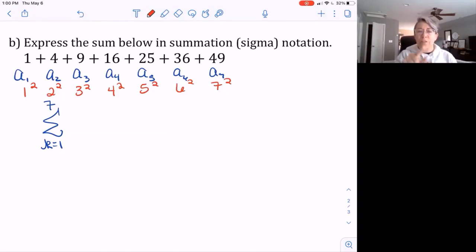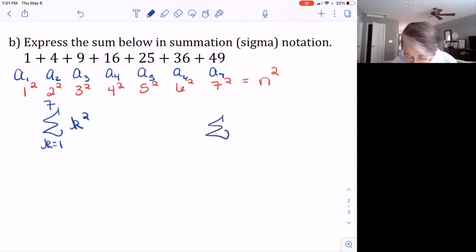If you're the 5th term, then it's 5 squared. If it's the 7th term, then it's 7 squared. If we went out to the 10th term, it would be 10 squared. So the formula there is that we're taking n and squaring it. Since we're using k here, we would use the formula k squared.